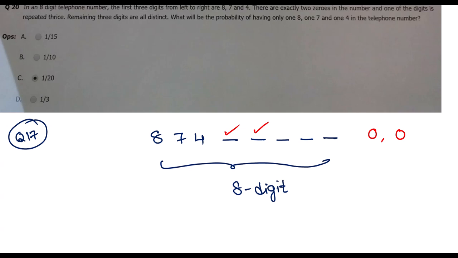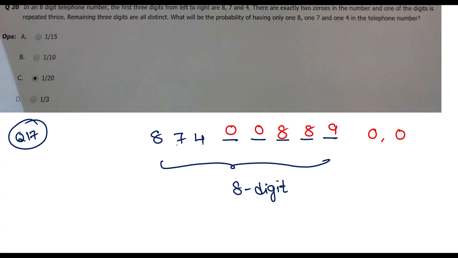In an 8-digit telephone number, the first 3 digits from left to right are 874. And one of the digits is thrice. So let's say here 4, that 4 can be here, 4 and 4. One of the digits is thrice. It can be not only this one, it can be any. I'm giving one sample. It can be 8 here, 8 here, 8 here, and here it's 9. For example, I'm telling you, this will be 0, 0.